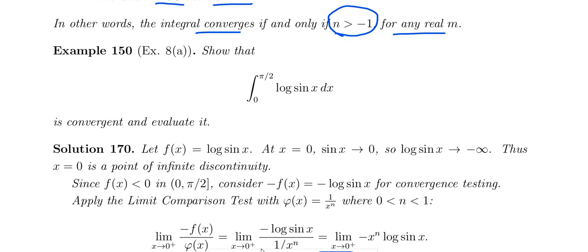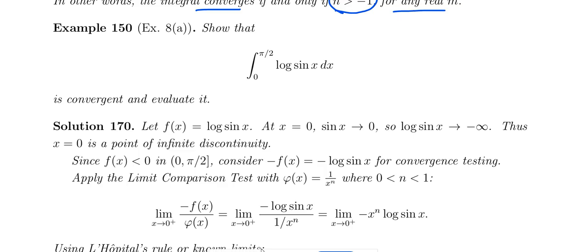Now 0 to pi by 2. Log sine 0: log 0 is minus infinity, so this is an improper integral. So f of x equal to log sin x at x equal to 0. Actually, as sin x approaches 0, log sin x approaches minus infinity. So it is a point of discontinuity. But f of x is a negative function on 0 to pi by 2, so minus f of x is the positive function.